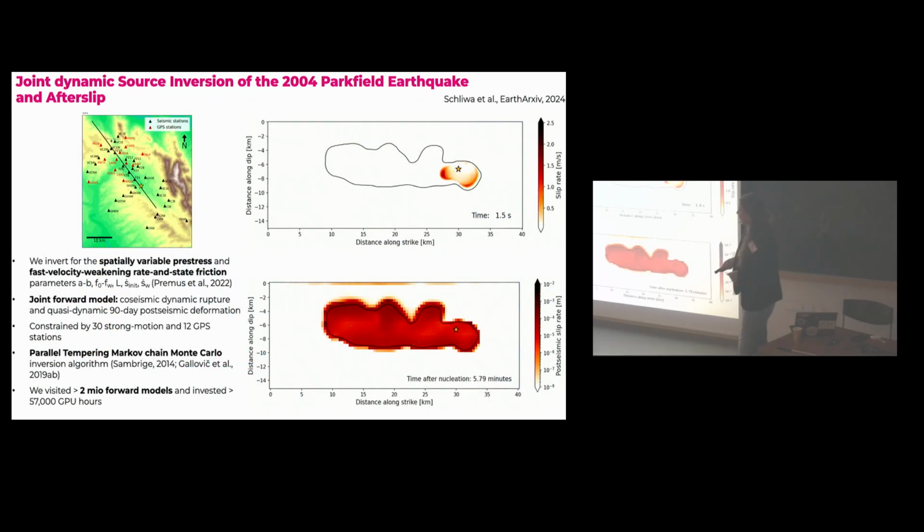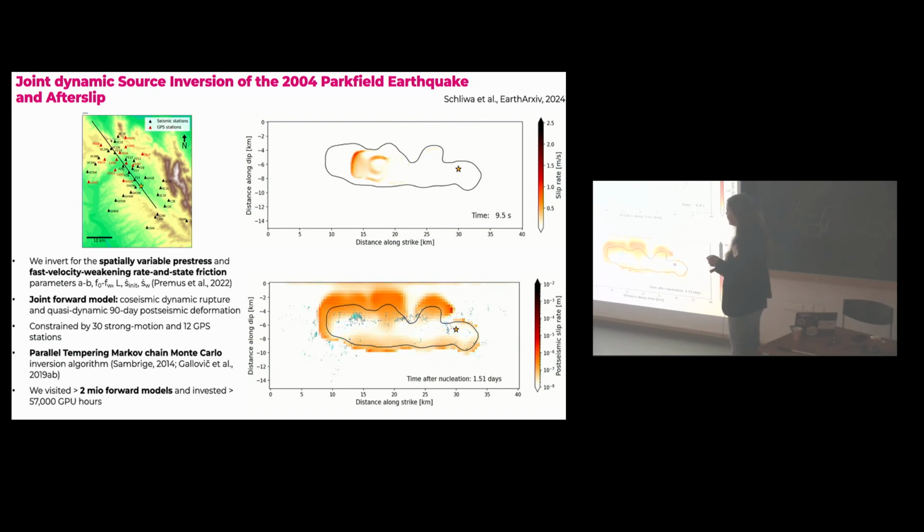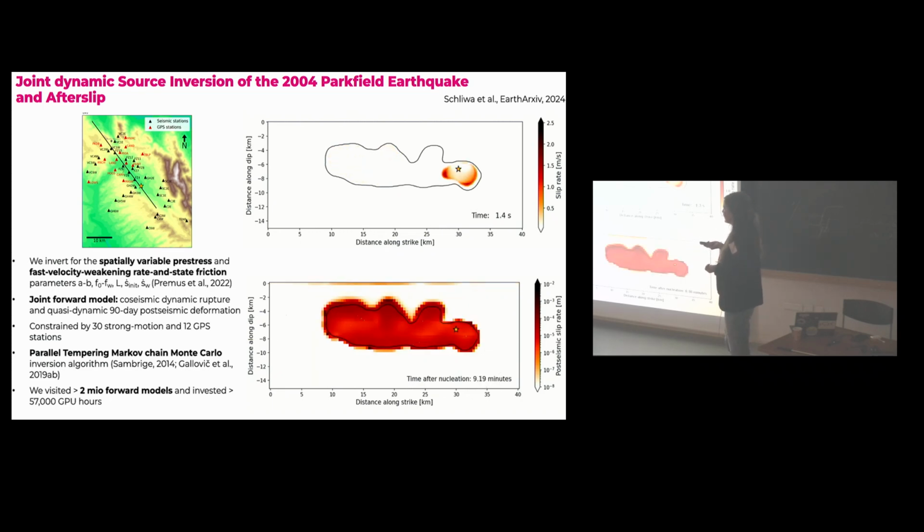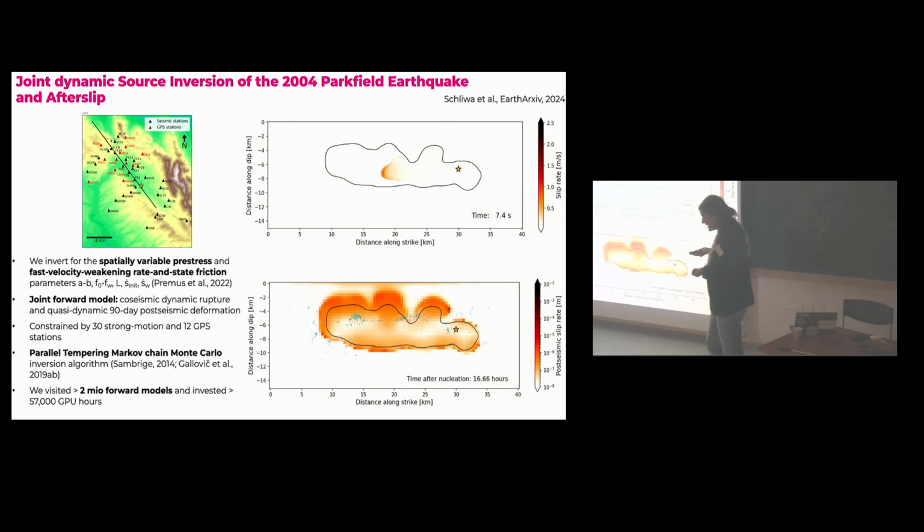And the last introductory example is that we are not stuck with forward models. We can actually look at this in an inverse sense, at least with simpler forward simulations. And we have a recent dynamic source inversion of the 2004 Parkfield earthquake and 3 months of afterslip. So this has been attempted before, which makes it interesting, also a little bit challenging.